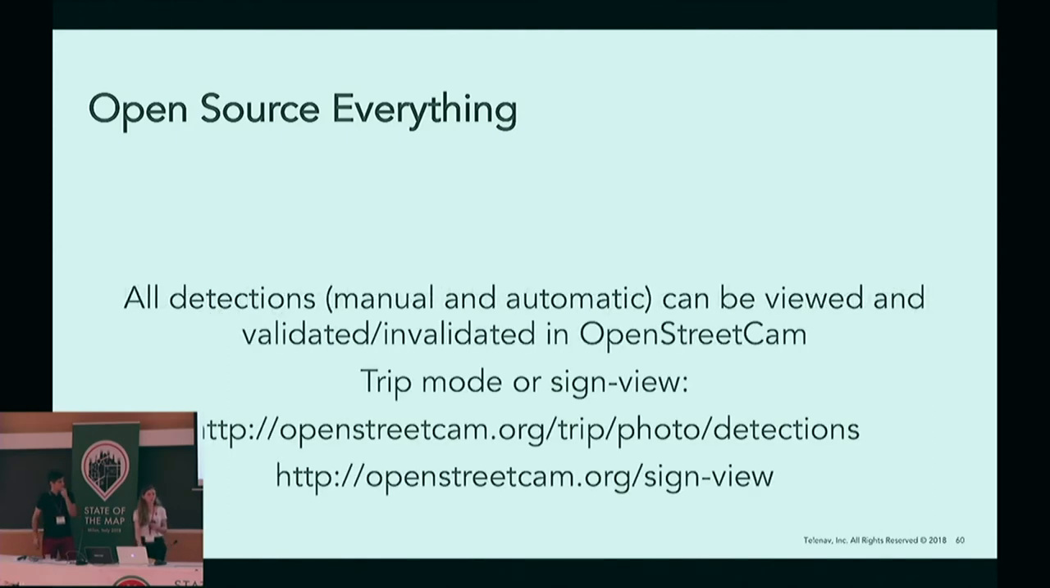All detections can be viewed, validated and invalidated on the OpenStreetCam. You have two options. You have a trip mode, which means that in a trip you will see all the detections and all the manual tagging that has been done, or a sign view, where you can see from all the images a certain sign that has been detected or tagged.